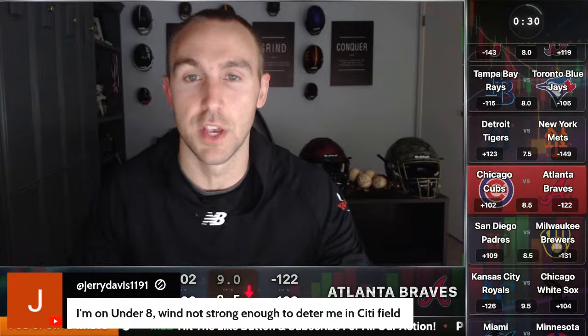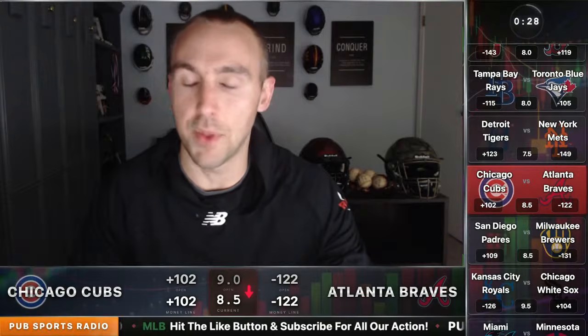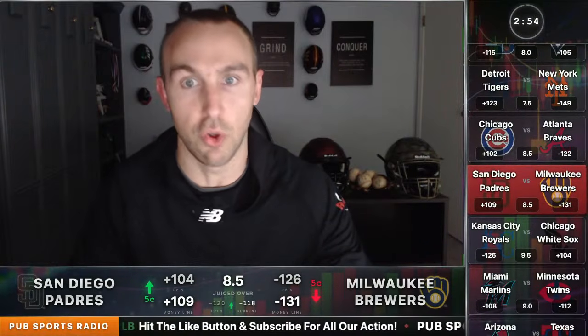Brewers, Padres. This is a game that I did move on. I bet the Brewers yesterday. I posted on X because the CLV grab analysis suggested that this is the best move to make. This is going to be the game that moves. You're going to close with value.